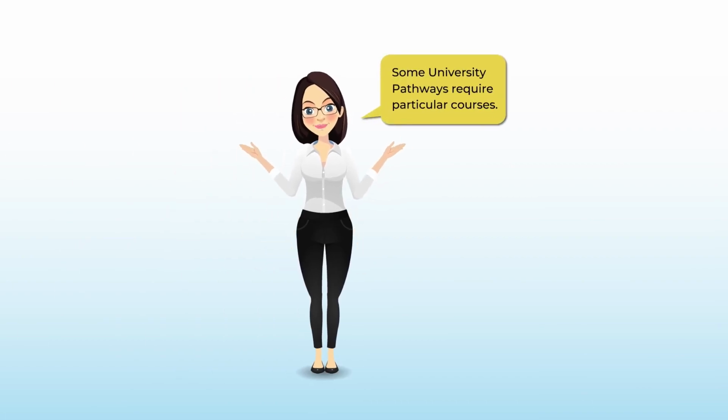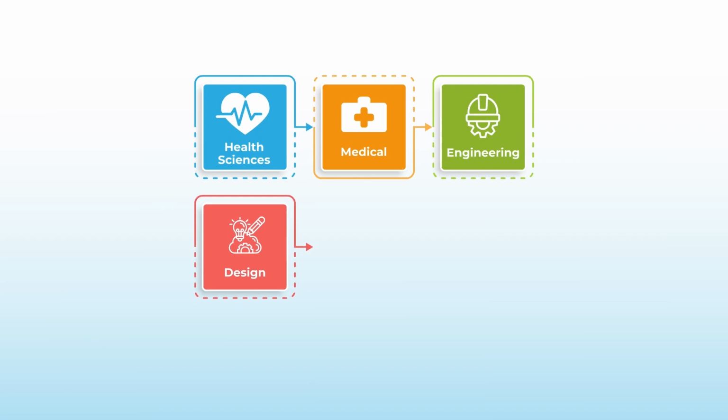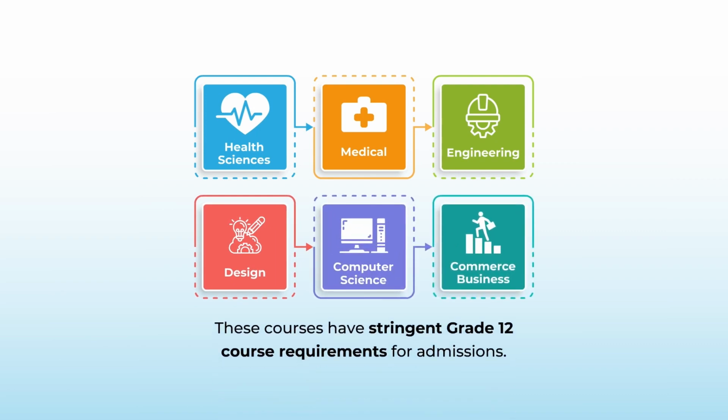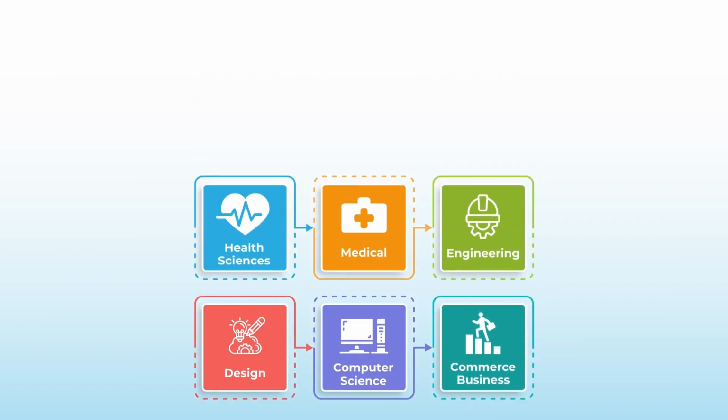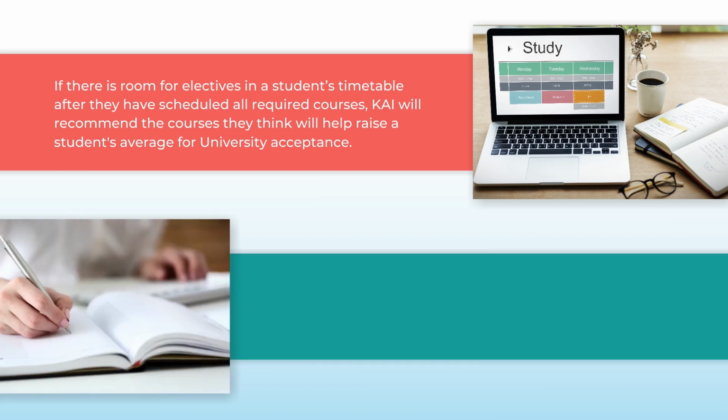Some university pathways require particular courses. Health sciences, medical, engineering, design, computer science, and commerce business have stringent Grade 12 course requirements for admissions. If there is room for electives in a student's timetable after they have scheduled all required courses, Canada Academy International will recommend the courses they think will help raise a student's average for university acceptance.